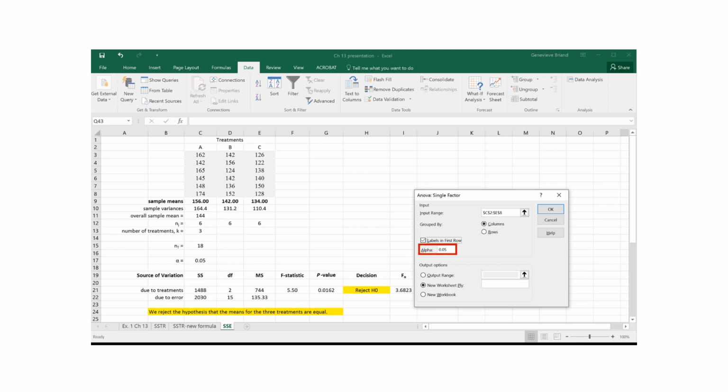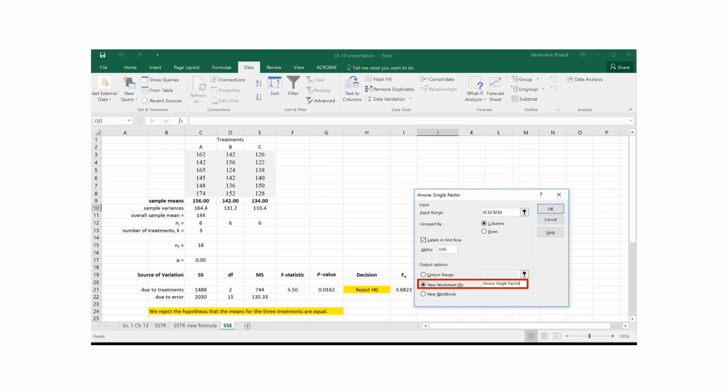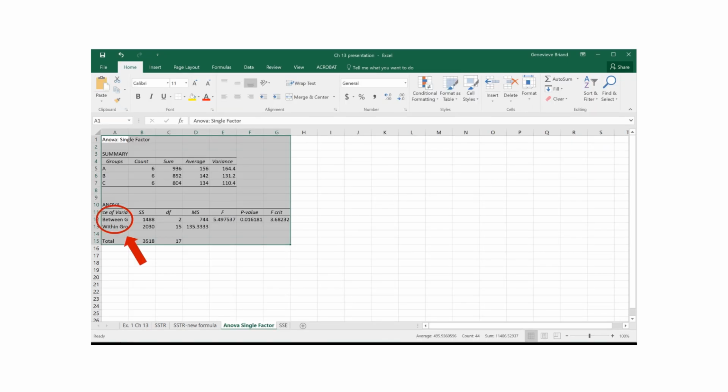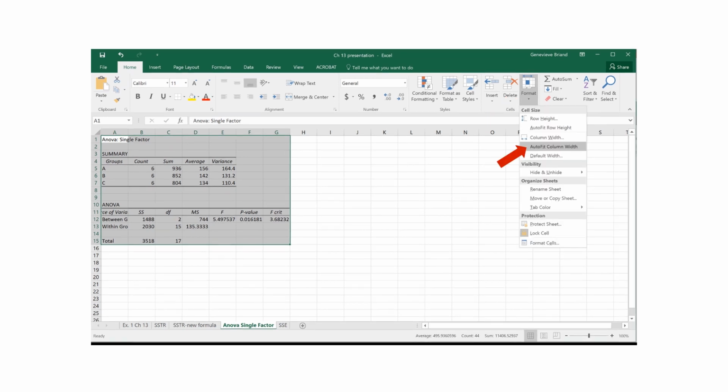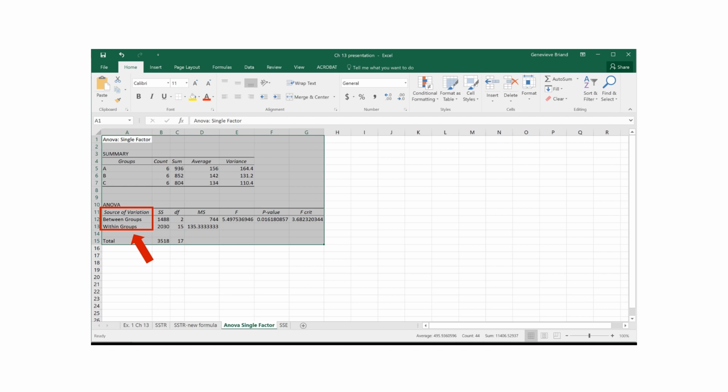We leave the alpha level at its default setting, 0.05, because that's the alpha level we chose. And then we specify a title for the new worksheet where Excel is going to display its computation of this analysis of variance, and we call it ANOVA single factor. Here's what we get. Those row labels are not quite fully visible, so let's do something about that. Select the Home tab, Format, AutoFit Column Width. Here we go. Now that column is wide enough, we can see those row labels.